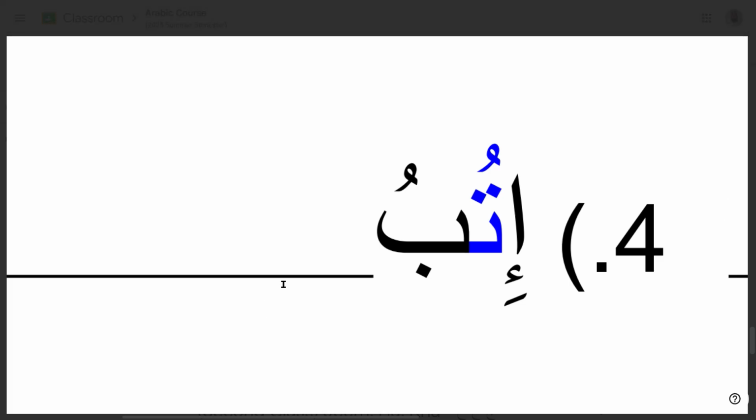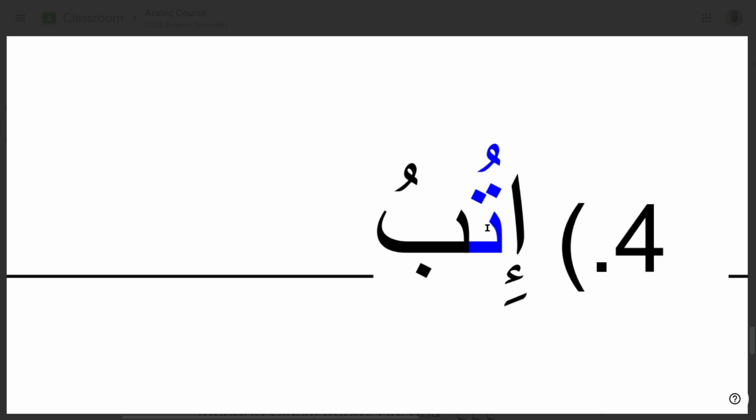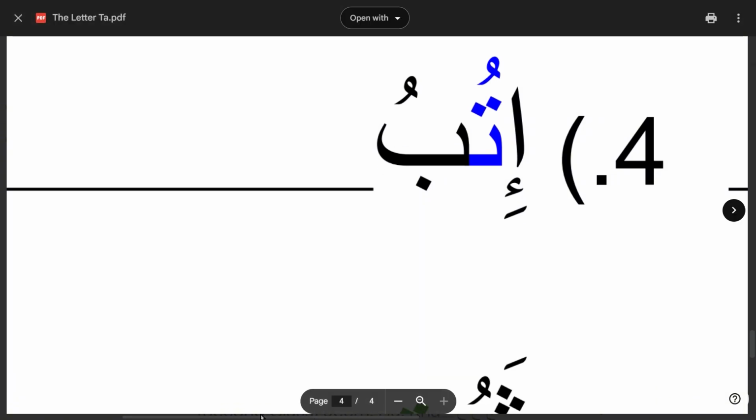I'll try this one. Getting all the alifs. E, I, E, U. No, this is ta. So tu, E, tu, bu, E, tu, bu. That's it. And I heard that T-U, very Spanish, so good. Alif with a kasra, E. Ta with a dhamma, tu. Ba with a dhamma, bu. E, tu, bu. Good, good, good.